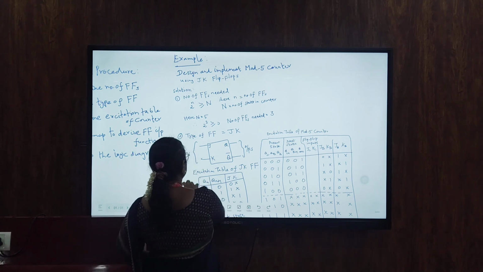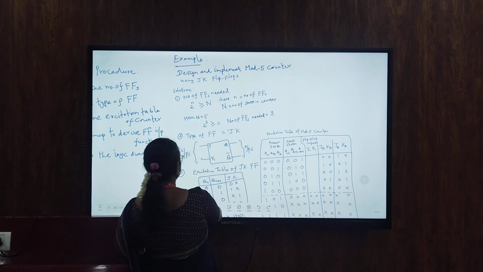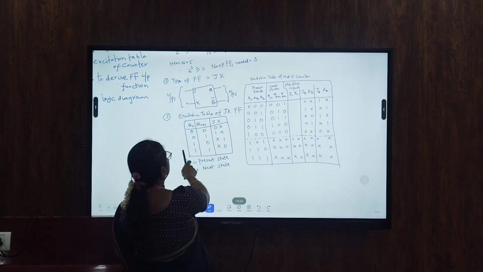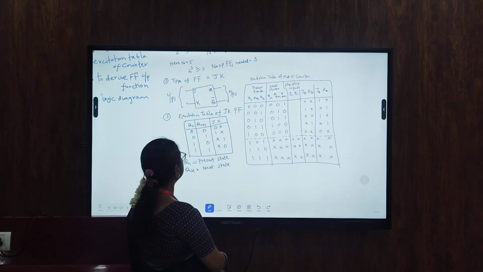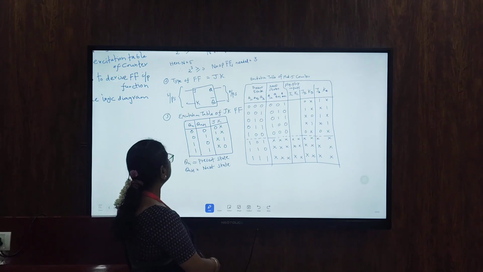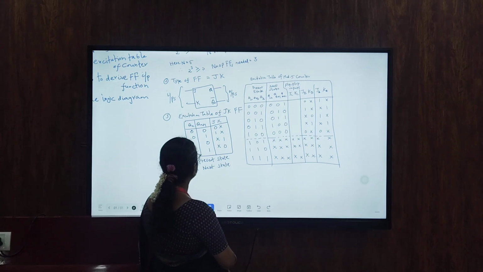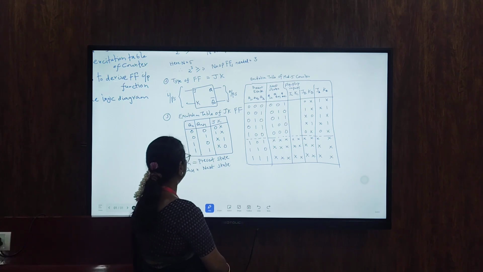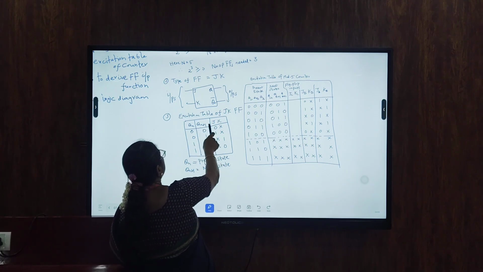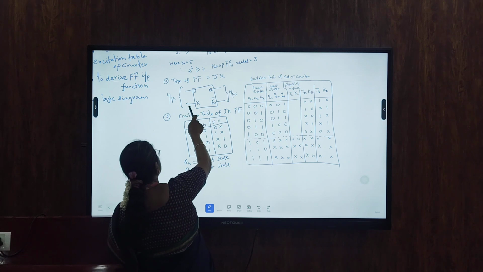First we should know the excitation table of the JK flip-flop. This is the excitation table of the JK flip-flop. The excitation table gives the flip-flop inputs if we know the present state and the next state of a circuit. Here Qn is the present state, Qn+1 is the next state. J and K are the inputs to this flip-flop.